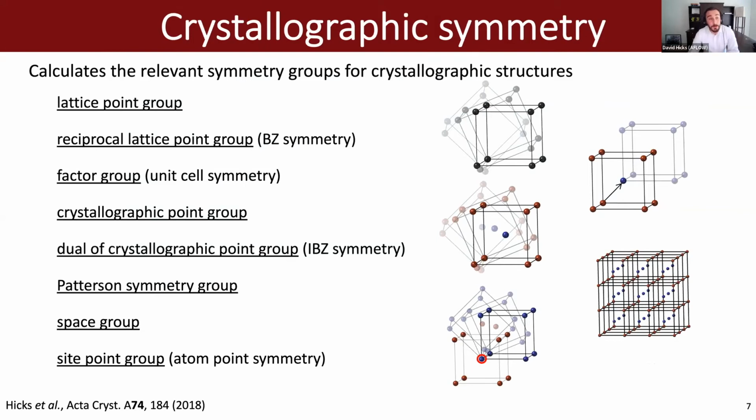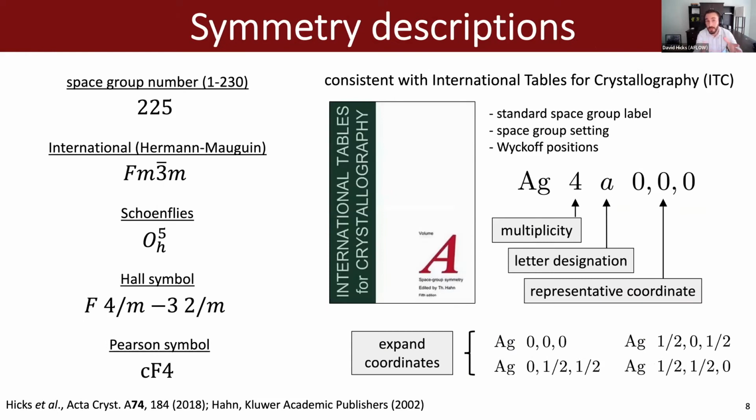With AFLOW, you can calculate essentially all of the relevant symmetry groups for crystallographic structures. These are the rotations, inversions, and roto-inversions for different symmetry groups here. So you can see the lattice point group, the unit cell symmetry, and also some of their reciprocal lattice counterparts. In addition, we can also calculate some of the common symmetry descriptors that you might be familiar with, for instance, the space group number, the different symbols here, the Pearson symbol. And we can also determine the Wyckoff positions.